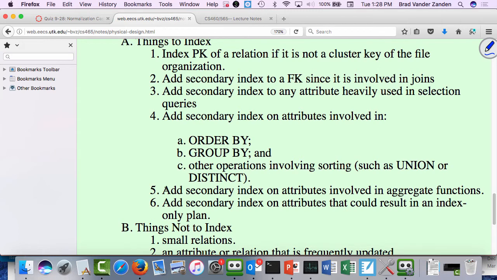Another one that frequently gets them is attributes involved in aggregate functions, for a very interesting reason. Okay, it's actually 5 and 6 combined. There's something called an index-only plan. Some queries can be satisfied by looking only at the indices.